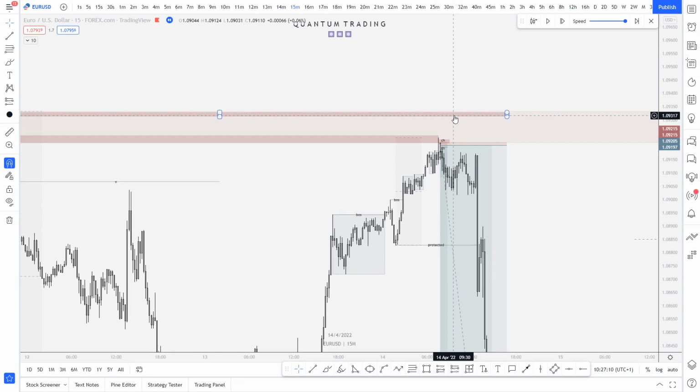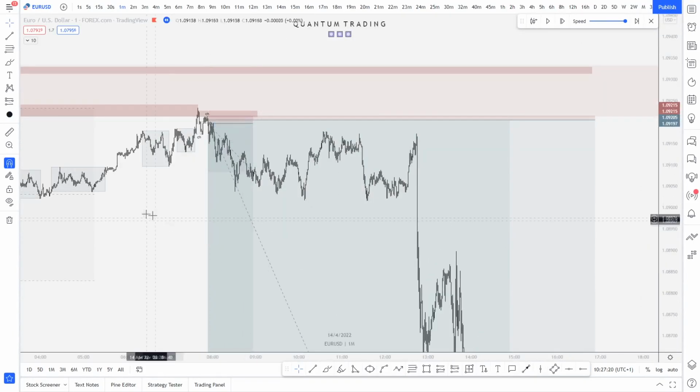So I wanted to wait for a little bit more structural confirmation to come and take a short, to look for a seconds entry here, okay? I wanted to wait for a little bit more confirmation. So as we got the mitigation into supply, I wanted to wait to see what we got, okay?